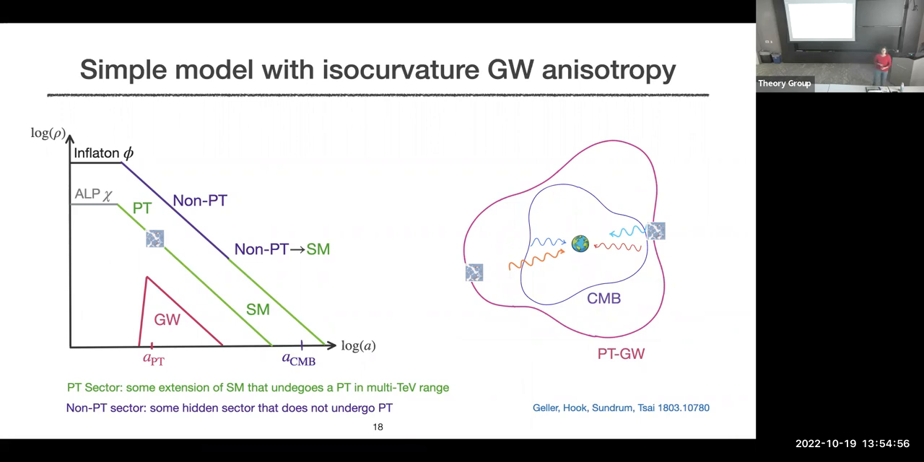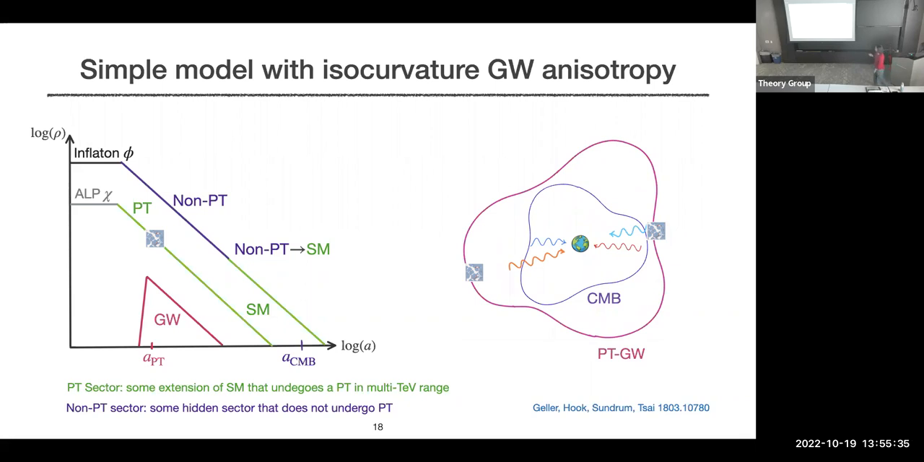Another question: this spectator does not dominate later on, right? It just decays. I'll come to that. In the simple scenario it doesn't actually dominate. Otherwise, it's not isocurvature, it's curvature. If this chi actually dominated the energy density at some point, then it becomes a curvature scenario. But we don't want curvature, we want isocurvature, so it cannot dominate. Exactly.